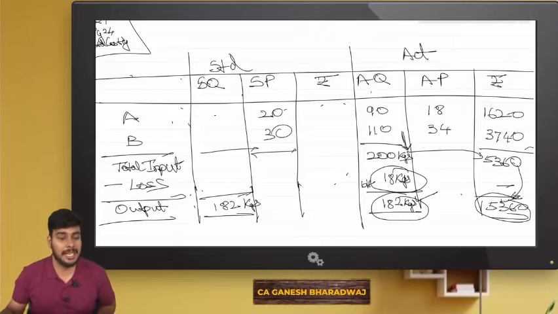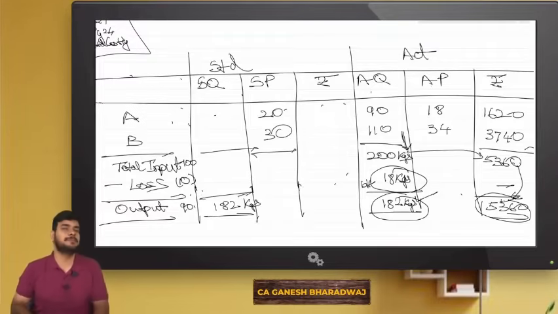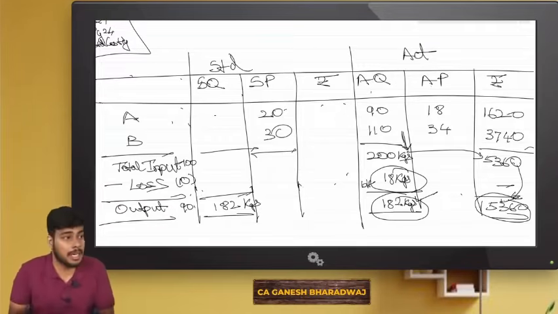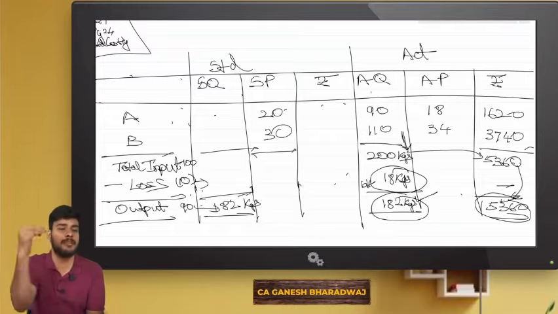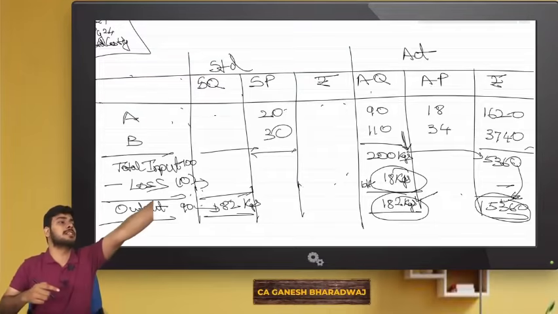Now they have said you are allowed to have a standard loss of how much? 10. Meaning what? If you input 100, you can get a loss of 10, which means your output should be 90. Correct, guys. Now, if 90 is equal to 182, how much should be 10? Can we find out 182 divided by 90 into 10? Now, does it answer your question, mister?